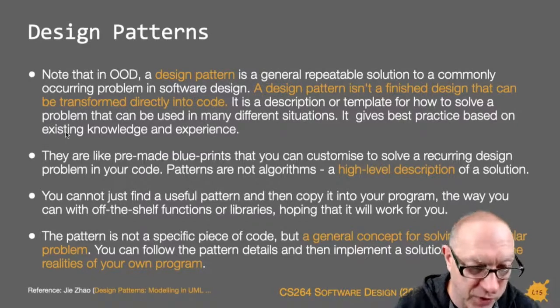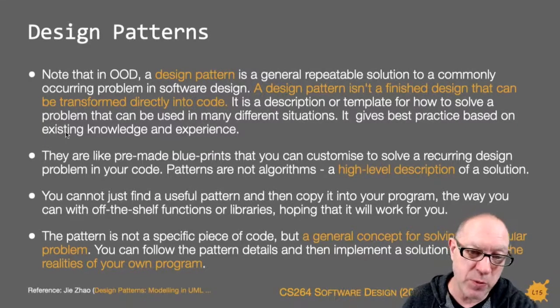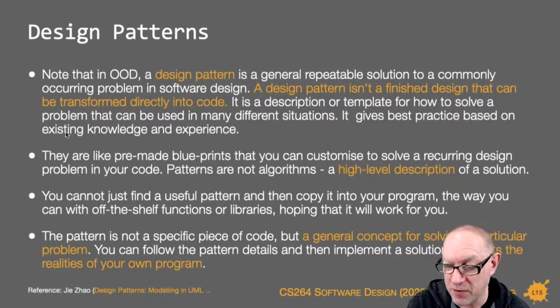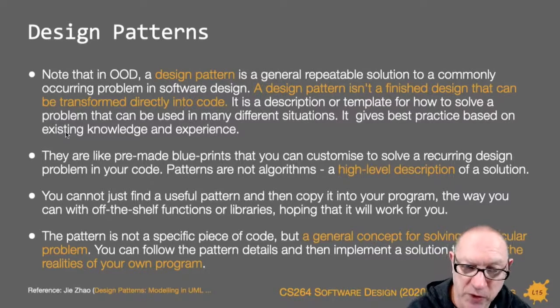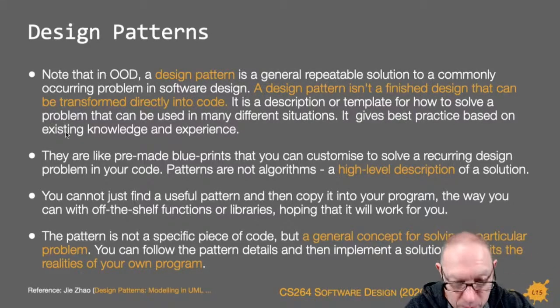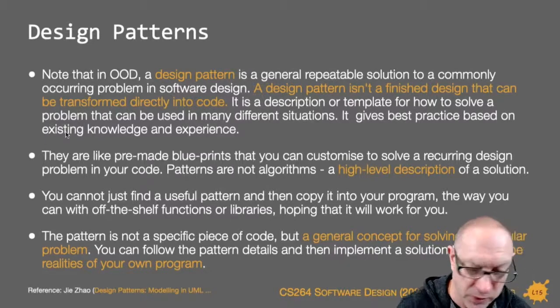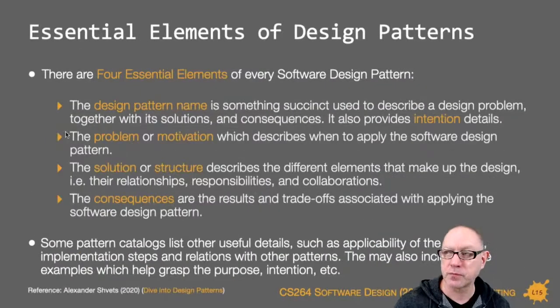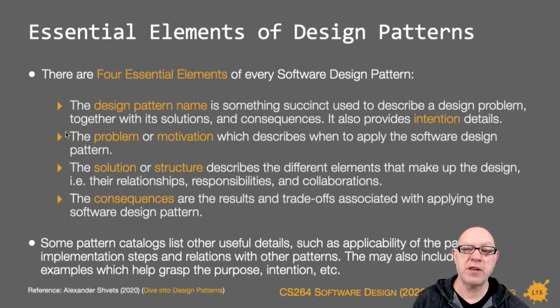Although you will see specific pieces of code as part of the demo code that accompanies the patterns, they're really dealing with some generalized concept and showing you how you get from the pattern to code. That's the purpose of the code in these. So that when you look at your problem, you understand the pattern that will work for you, and then you can make it work in code, but still adopt the recommendations of the pattern. So it's this general concept for solving a particular problem. So you can follow the pattern details, then implement a solution that suits the realities of your program. So what are the essential elements of a design pattern?